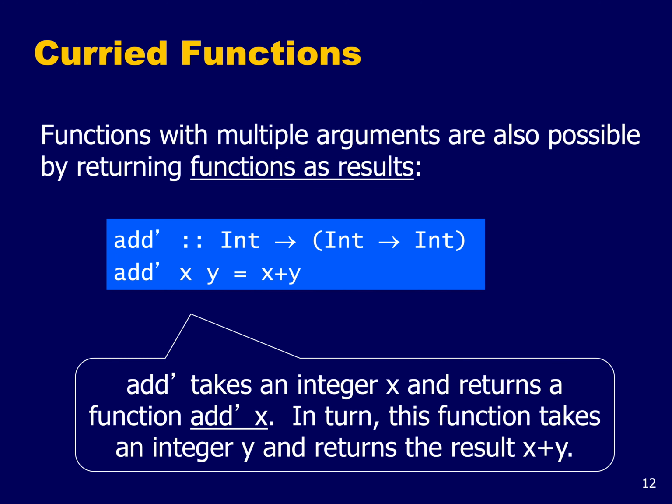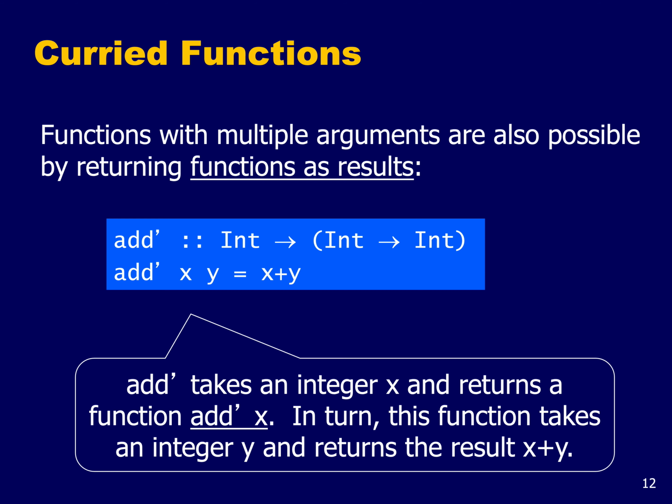Okay, so what we're going to look at now is the idea of curried functions, which sound a bit spicy because, well, they are, and they're one of the key ideas in a language like Haskell. So the idea is this. Functions with multiple arguments are also possible by another idea, and the other idea is returning functions as results. So let's have a simple example of this.